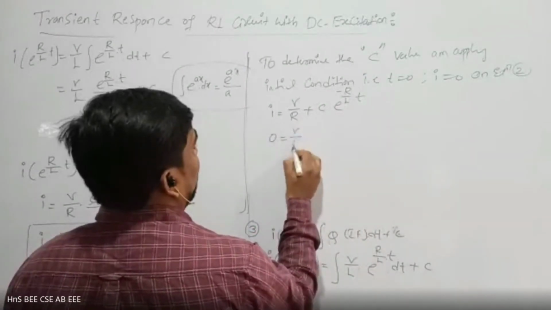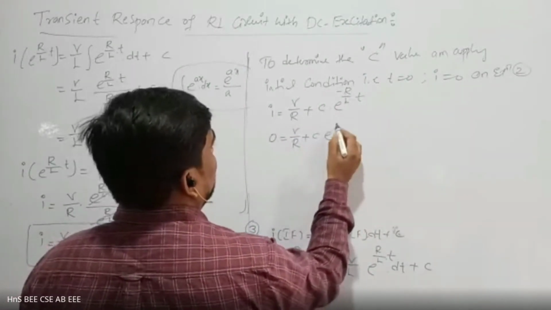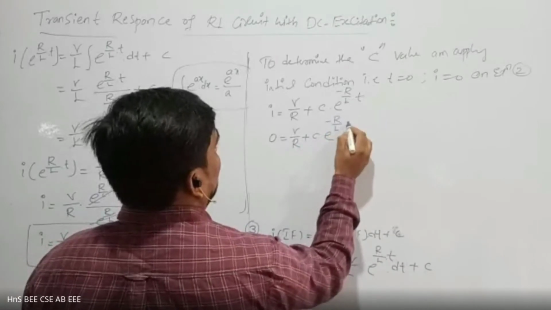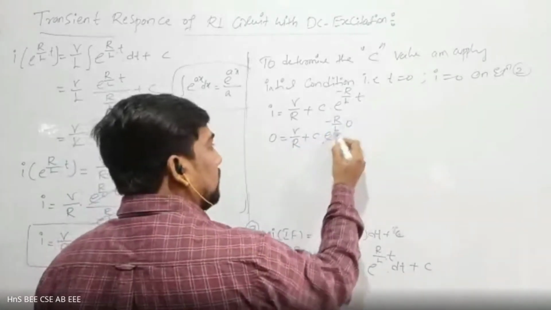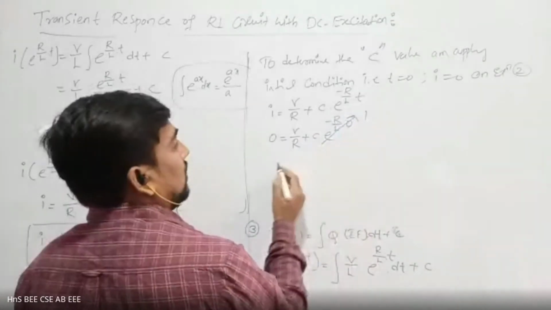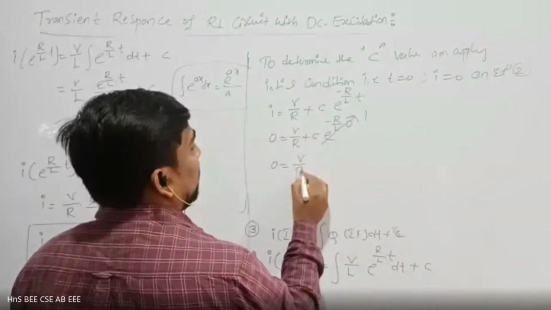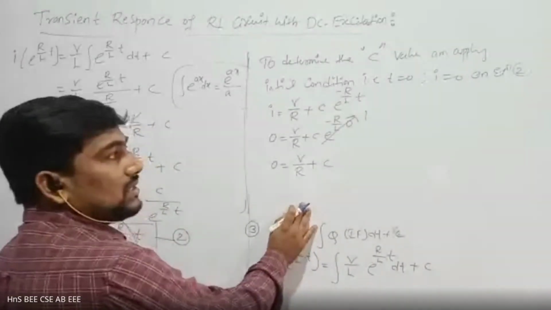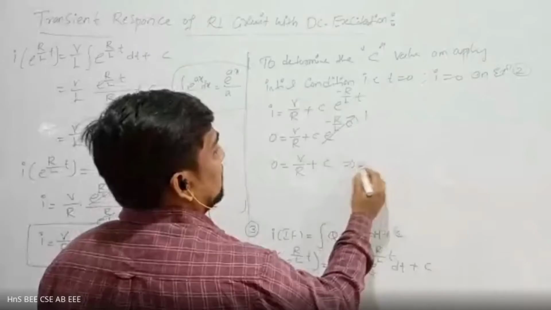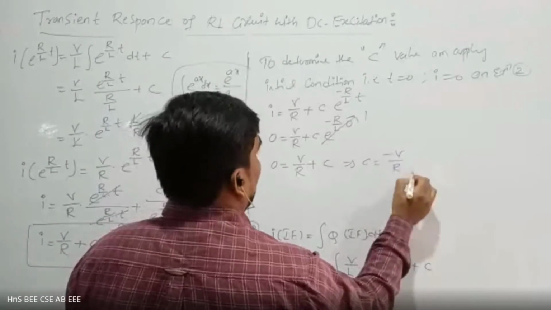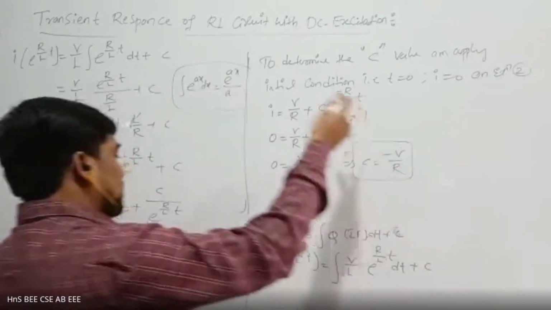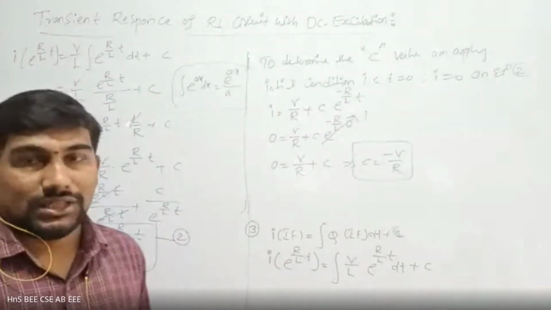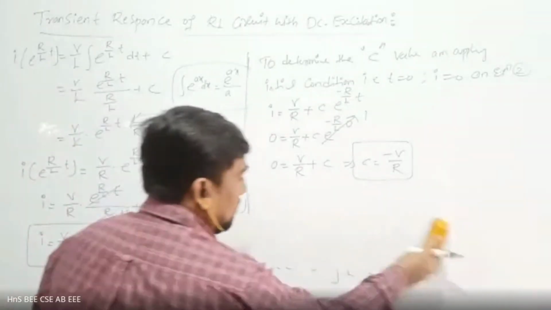0 equal to v by r plus c into exponential of minus r by l into 0. Simply the exponential term will be 1. Then you can get 0 equal to v by r plus c. Now see, c equal to minus v by r. You substitute this c value in our second equation, then we can get the final equation.